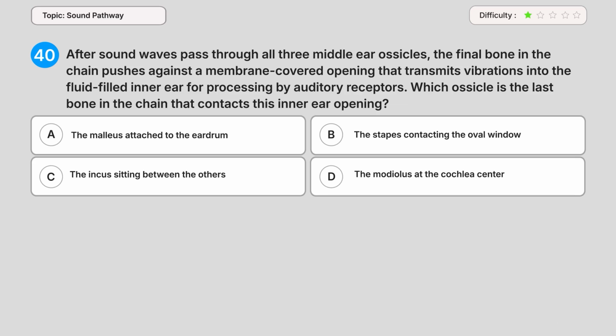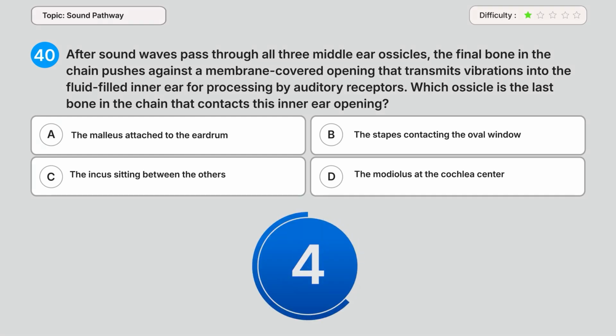A. The malleus attached to the eardrum. B. The stapes contacting the oval window. C. The incus sitting between the others. D. The modiolus at the cochlear center. What do you think is the answer?